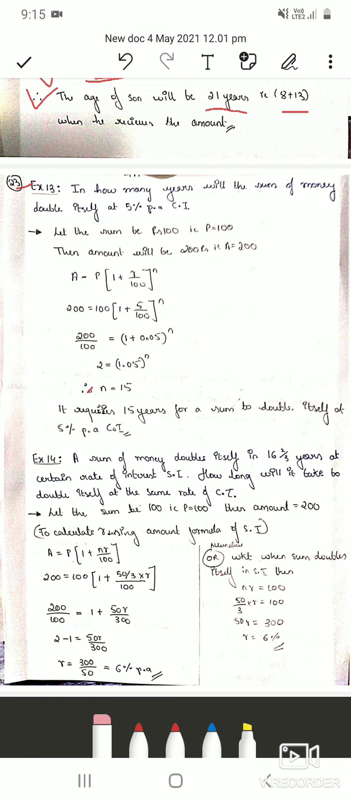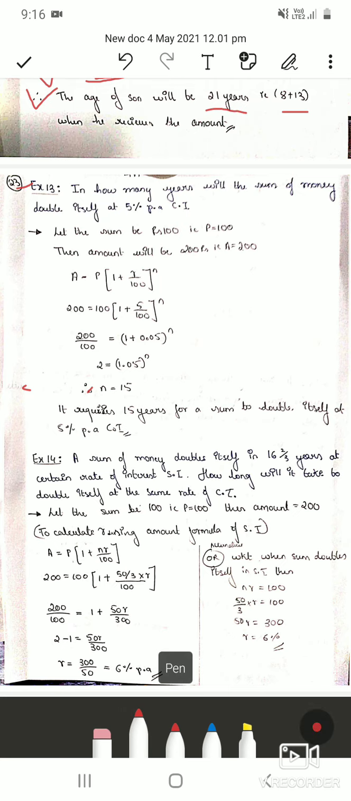If you want, you can take P as any value over here and check with your answer. If you are taking P as 200, then A will be 400. So it is 400 by 200. So the zeros will get cancelled. So again you will get it as 2. So 2 equal to 1.05 whole raised to n. Again it is 15 years.